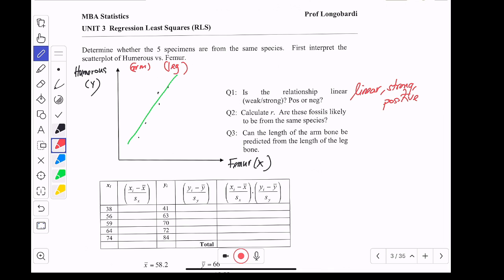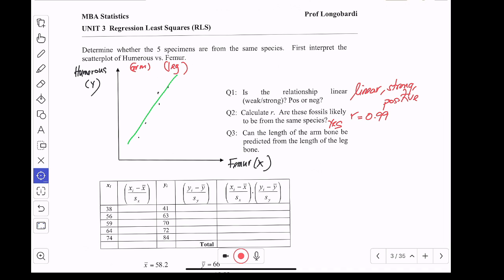Calculate R. So we calculated R in our calculator and we got R 0.99. So are these fossils likely to be from the same species? We say yes, right? Because they have the same relationship, the same proportion. Now what is that proportion? Well, that would be given by the slope of that line.